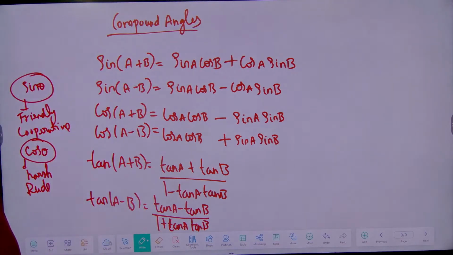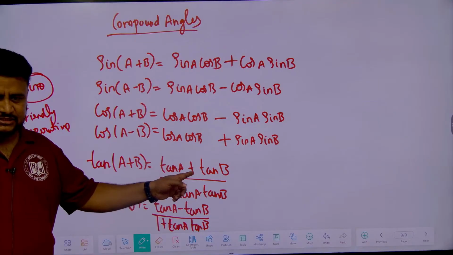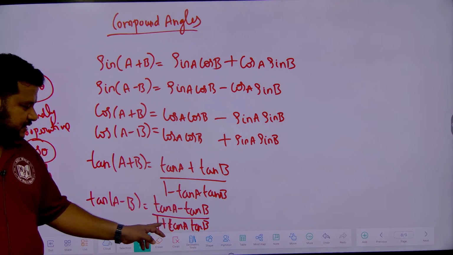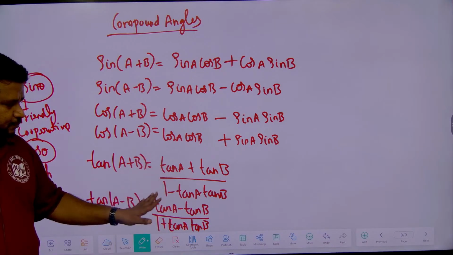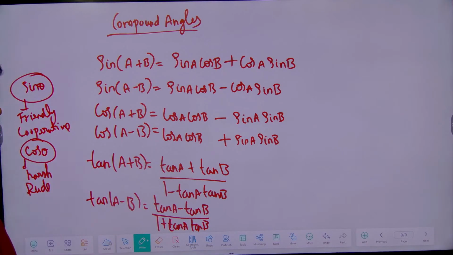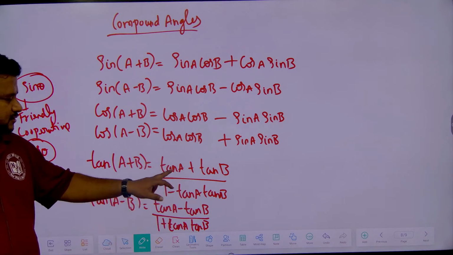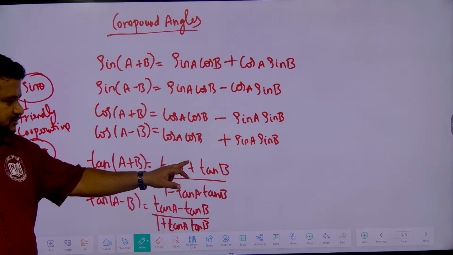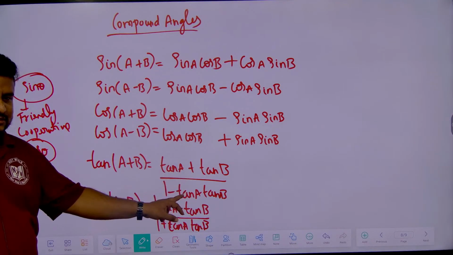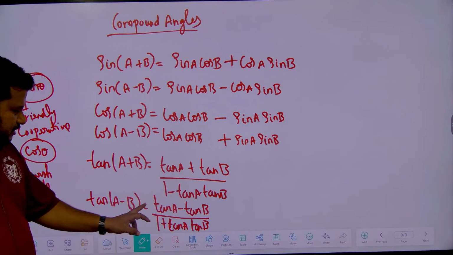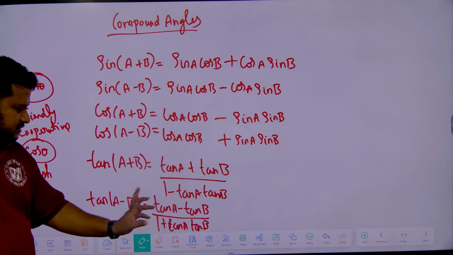Understood? Tan of A plus B is what? Tan A plus tan B divided by 1 minus tan A tan B. Tan of A minus B is what? Tan A minus tan B by 1 plus tan A tan B. This is one important result. Now see here, if angle A is 45 degrees, what will happen? 1 plus tan B by 1 minus tan B. Here also it will become 1 minus tan B by 1 plus tan B.